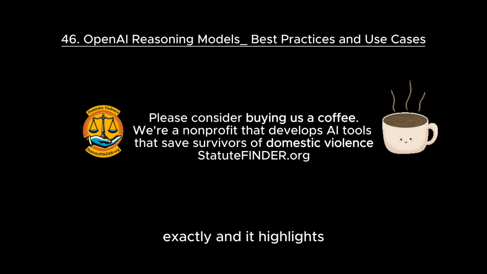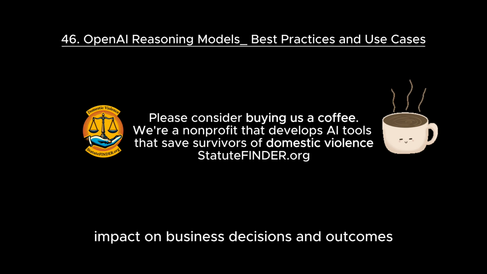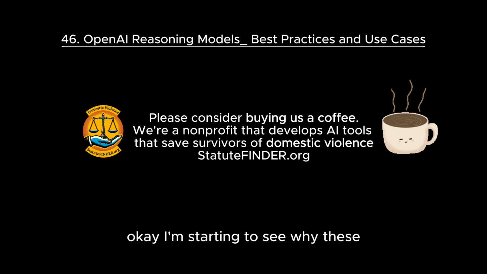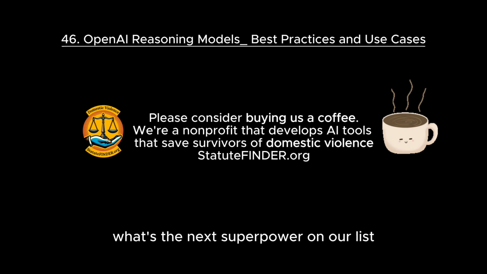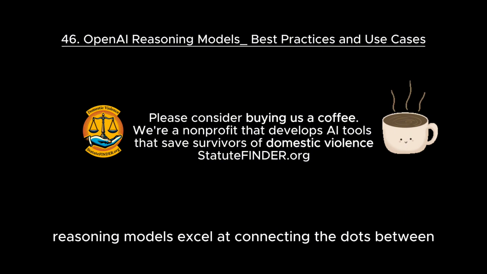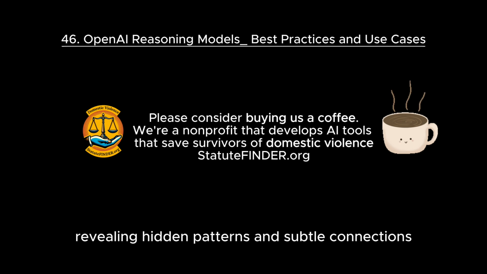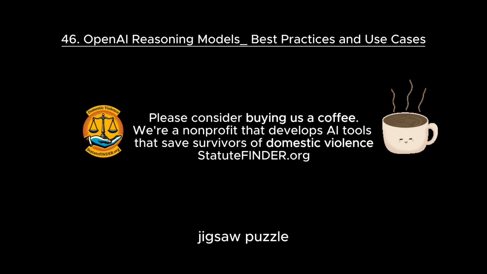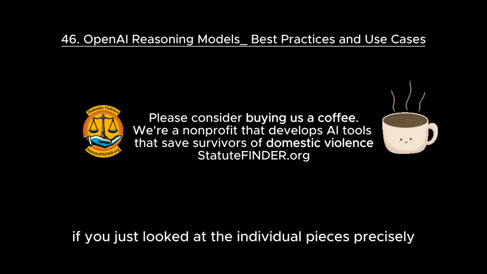Exactly. And it highlights the potential of these models to uncover critical insights that can have a significant impact on business decisions and outcomes. Okay, I'm starting to see why these reasoning models are getting so much attention. What's the next superpower on our list? Number 3 is finding relationships and nuance across large data sets. Reasoning models excel at connecting the dots between seemingly unrelated pieces of information, revealing hidden patterns and subtle connections. It's like they're piecing together a giant jigsaw puzzle, revealing a picture that wouldn't be visible if you just looked at the individual pieces. Precisely.